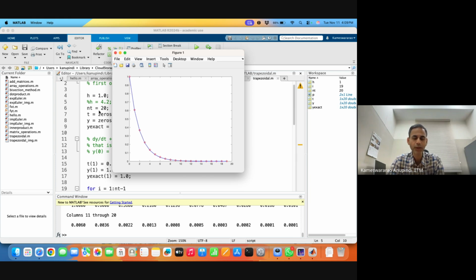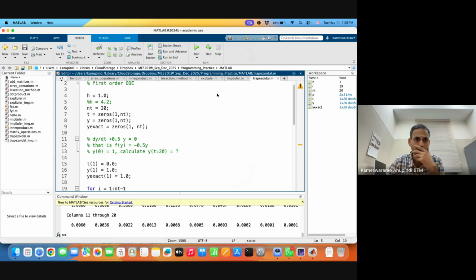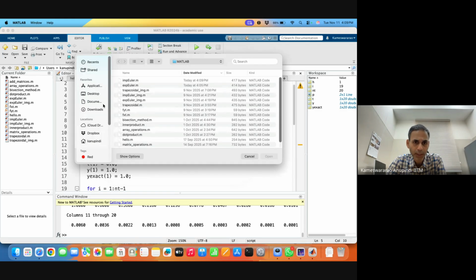Okay, any questions so far on the explicit Euler, implicit Euler, and the trapezoidal codes and what we have run? No? Okay, fine. So let us move on to studying the problem for a purely imaginary right hand side.